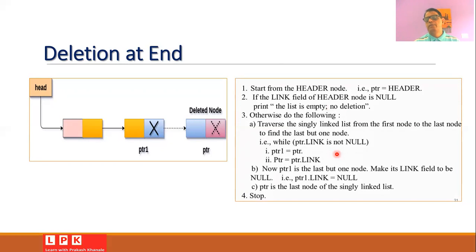So pointer 1 is now the last but one node, and we have to make its link field null so that it will make an end to the linked list. So we will make use of the statement pointer 1 dot link is equal to null. So pointer is the last node of the singly linked list.